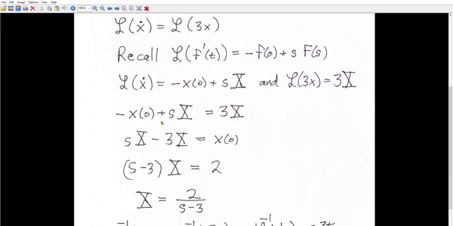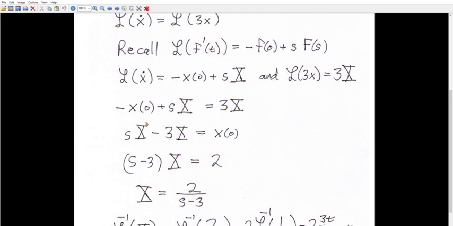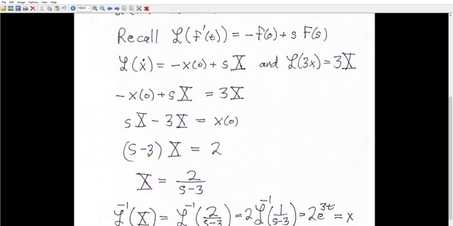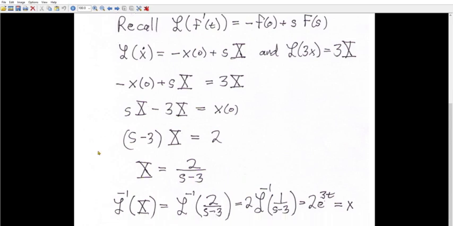So what we get is minus x of 0 plus s cap X equals 3 cap X. Moving the cap X's onto the left-hand side and the other stuff onto the right, we've got s cap X minus 3 cap X equals x of 0. That's s minus 3 times cap X equals x of 0, which was 2, as you recall. When you divide through by s minus 3, you get cap X equals 2 over s minus 3.